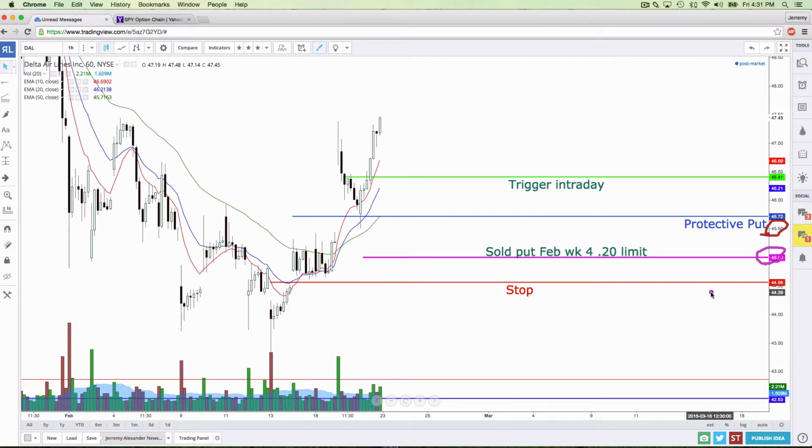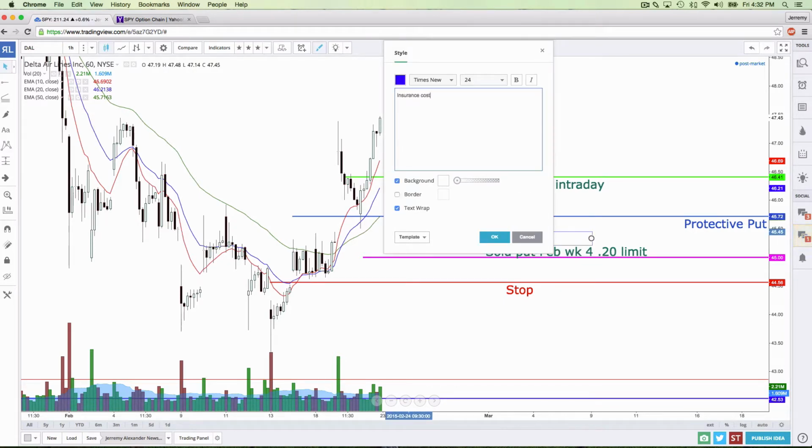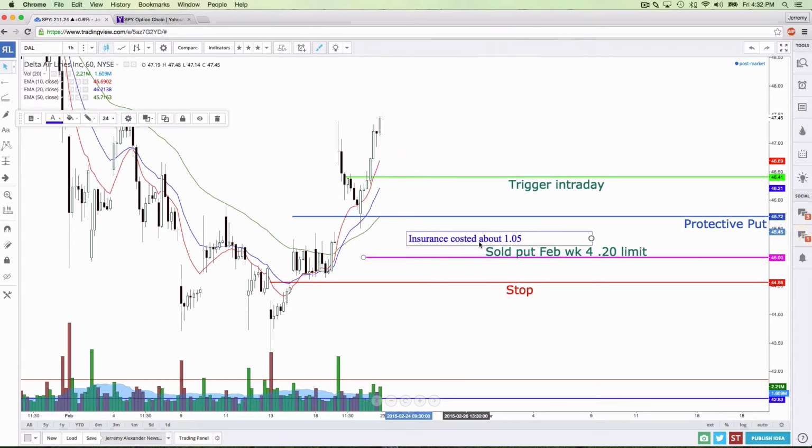Now, what time frame did I buy? Well, we're in the last week of February. We have 1 week of February left, and that would have been a March week 2 protective put. Because I plan on being in the trade about a month and a half to 2 months, somewhere right around there, I bought two weeks of expiration on that particular spread. So that put, that insurance, cost, I guess, about $1.05. When I bought the put option, it cost me about $1.05.